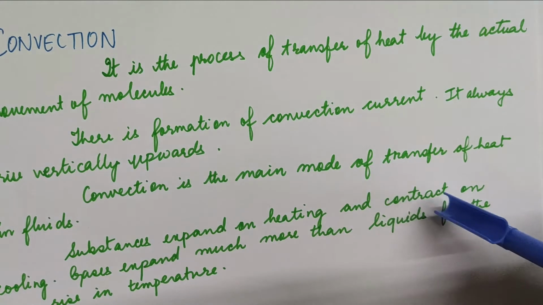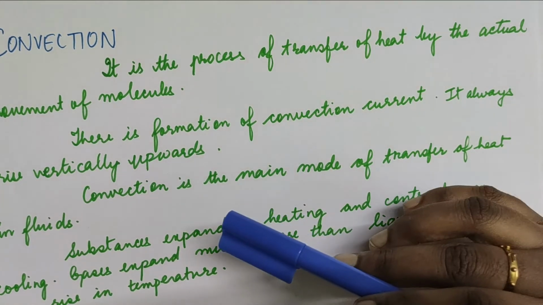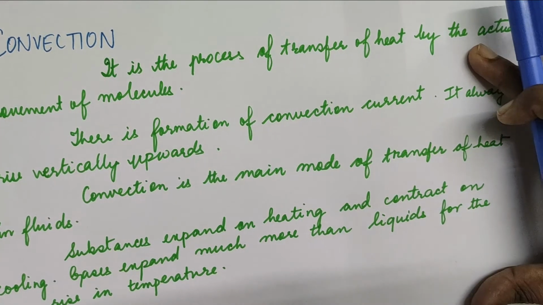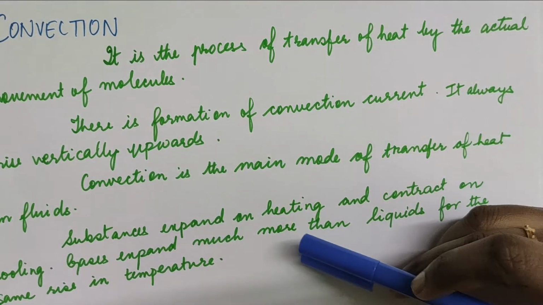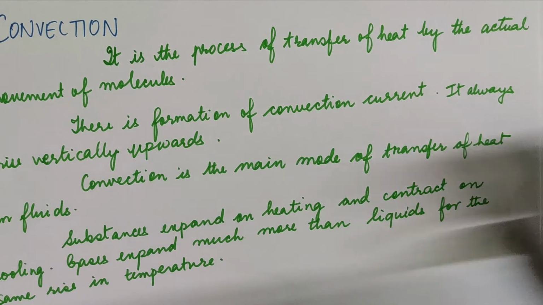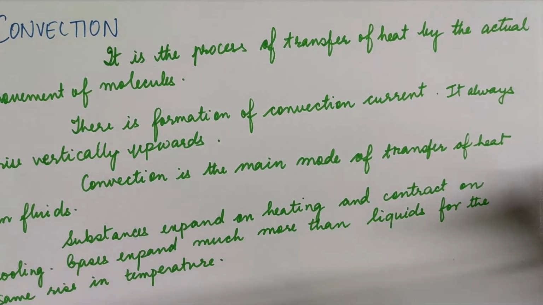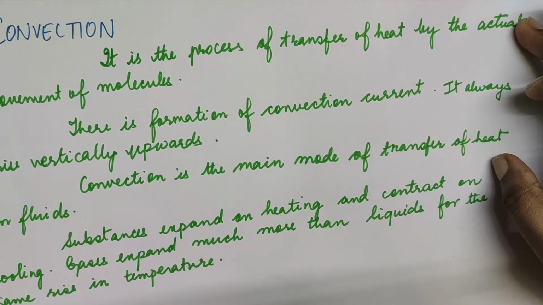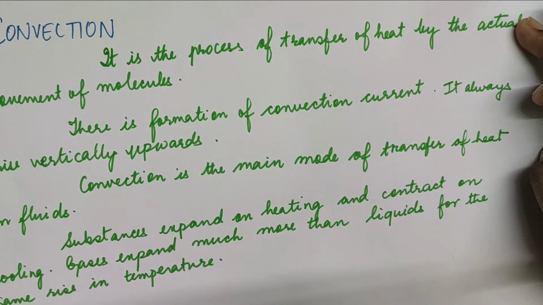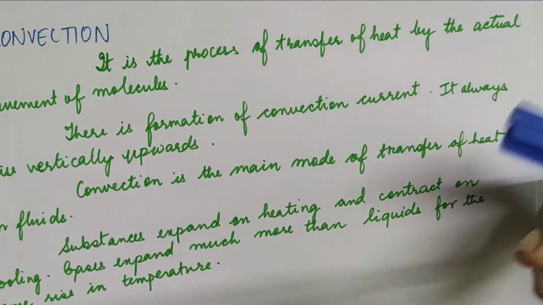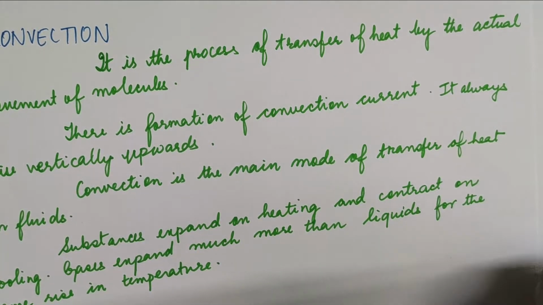Now convection is one of the main methods of transport of heat in fluids. What are fluids? Liquids and gases. Substances expand on heating and contract on cooling. Also, gases expand much more than liquids for the same rise in temperature, so obviously gases rise faster compared to liquids.